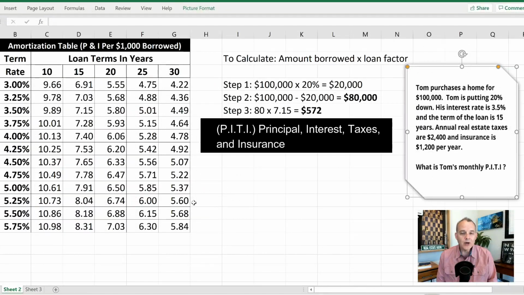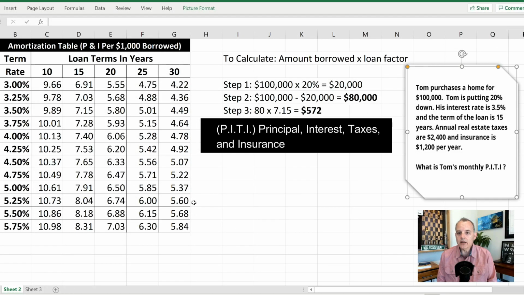Tom is going to put $20,000 down. Now in step two, we're going to calculate how much Tom is going to borrow. So step two, we take that $100,000 purchase price, we minus the $20,000 down payment. That means Tom is going to borrow from the bank $80,000.